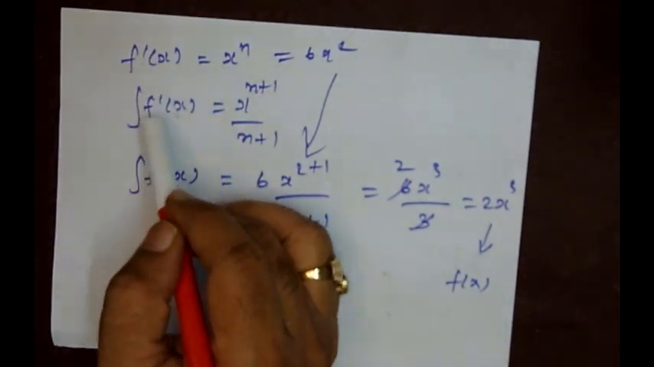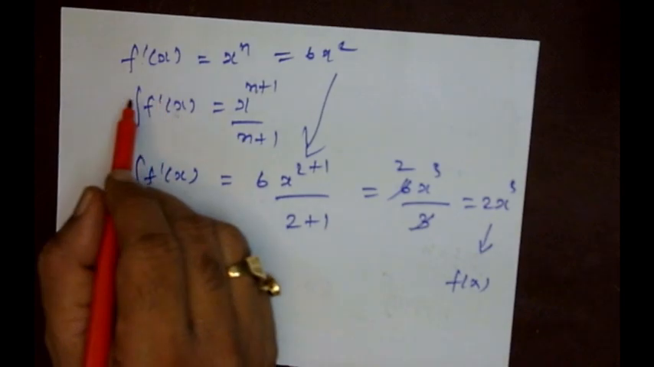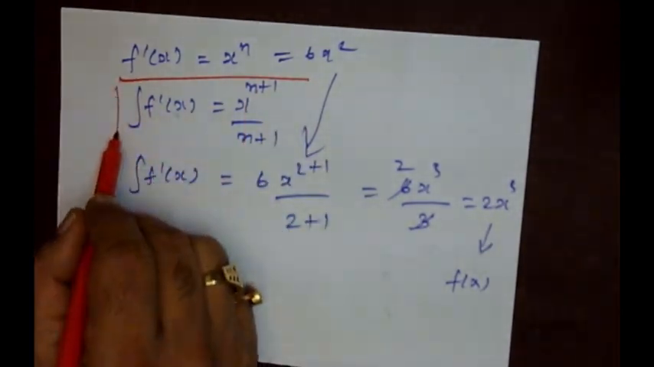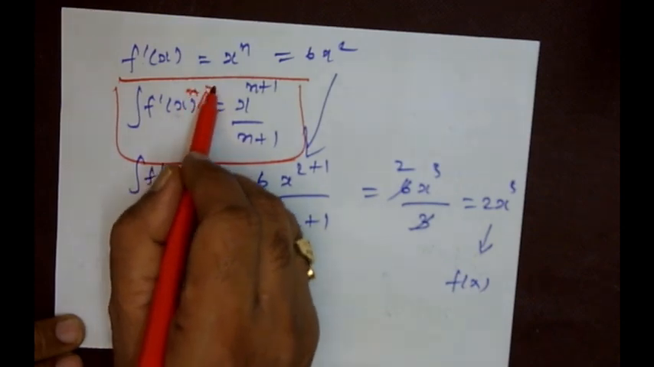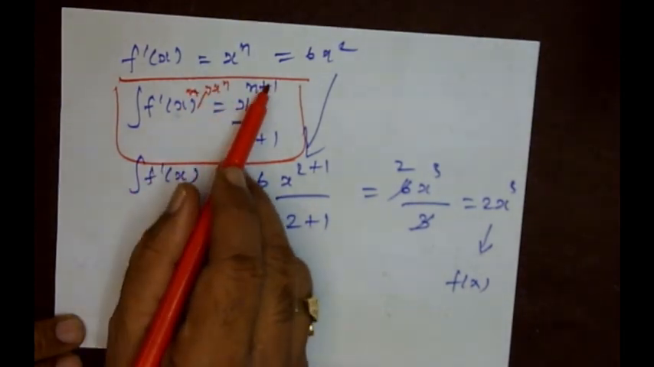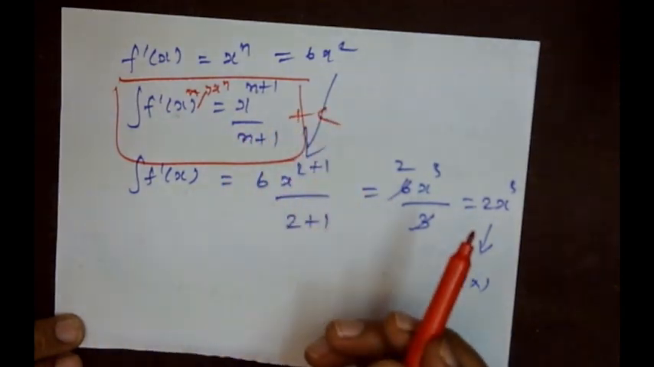When it is integrated, we know the formula: f dash x, assuming that it is x power n, so this is equal to x power n. Then you are able to get x power n plus 1 divided by n plus 1 plus c.